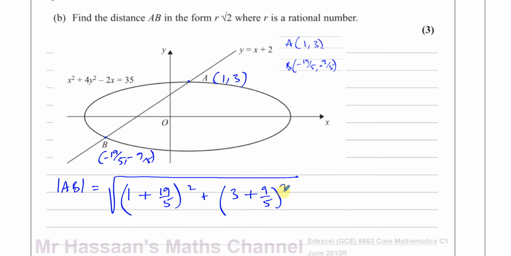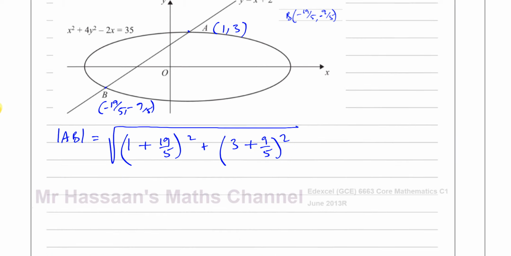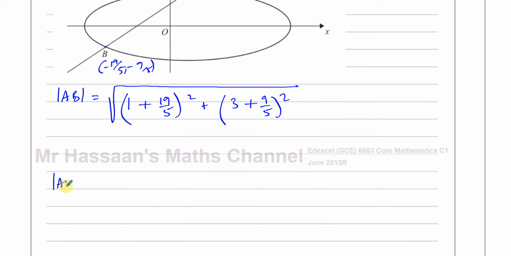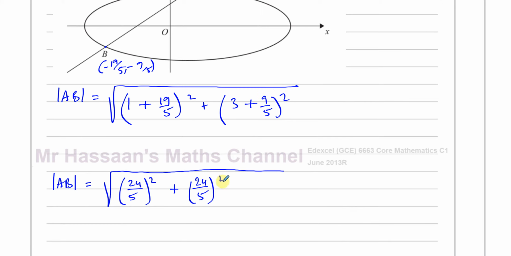Okay, so remember, this used to be done without a calculator. Now you can use a calculator, so it's not a big deal, but I'm going to just do this in the old way. Okay, so this is going to be 5 over 5 plus 19 over 5, which is going to be 24 over 5 all squared. Plus, this is going to be 3, which is 15 over 5 plus 9 over 5, which is also 24 over 5 all squared.